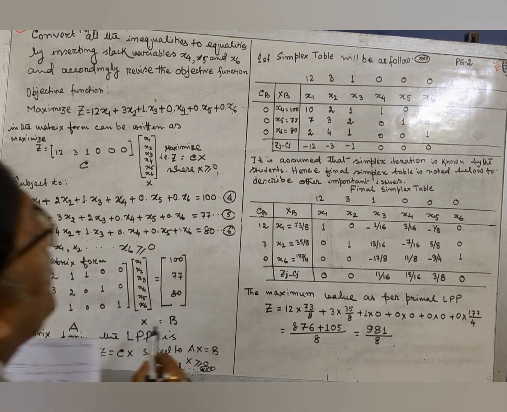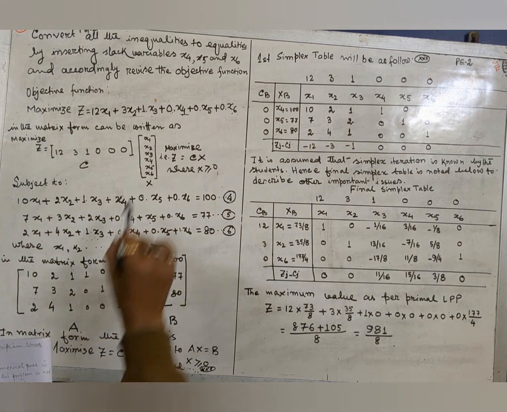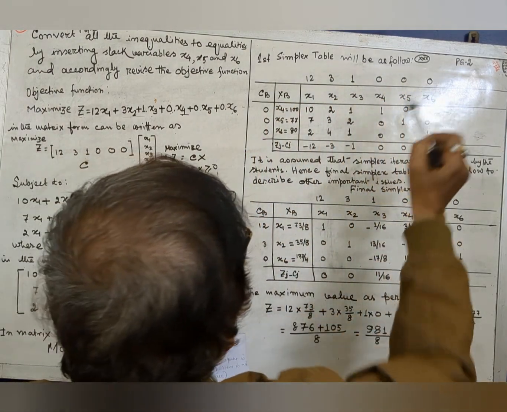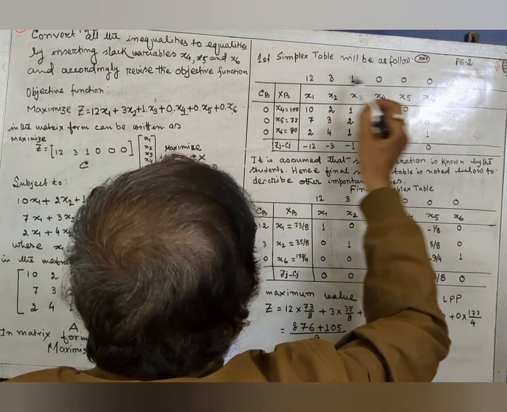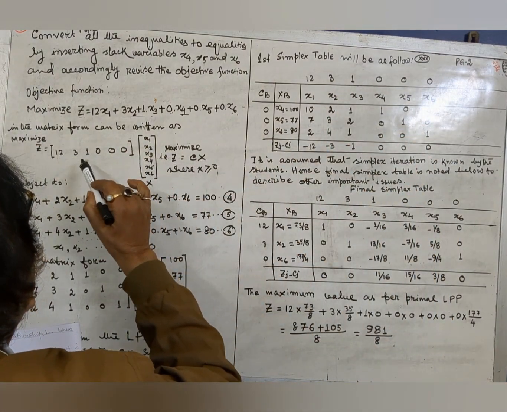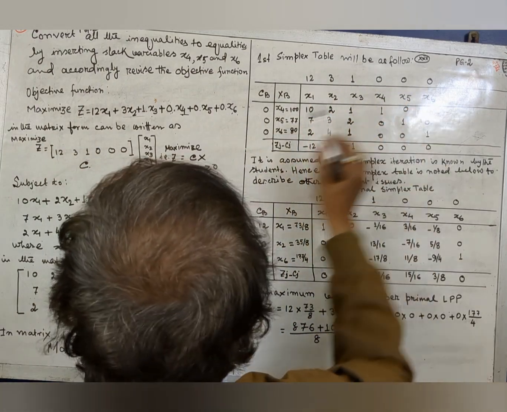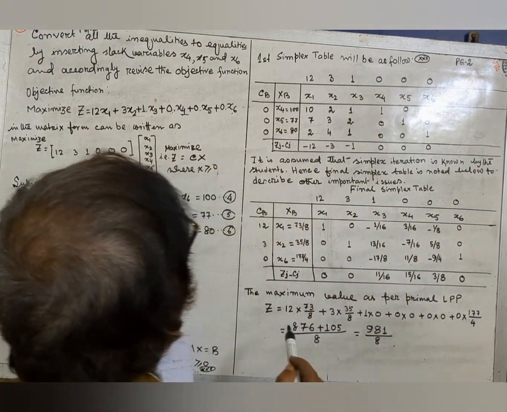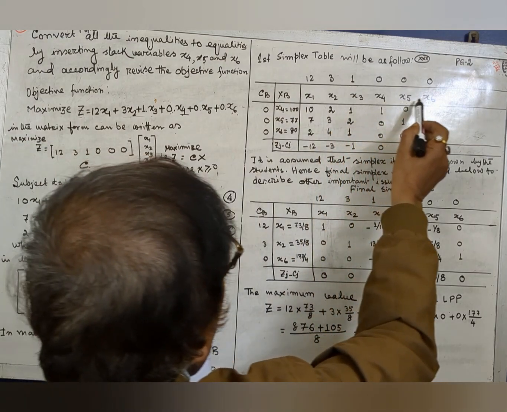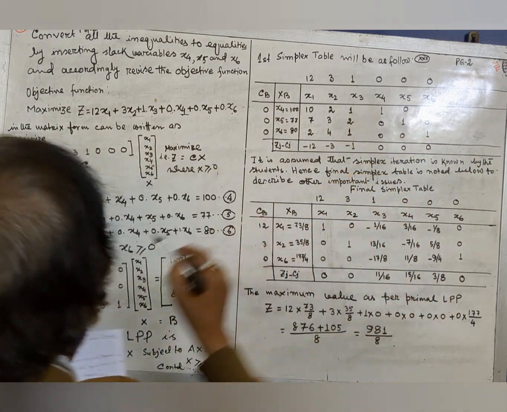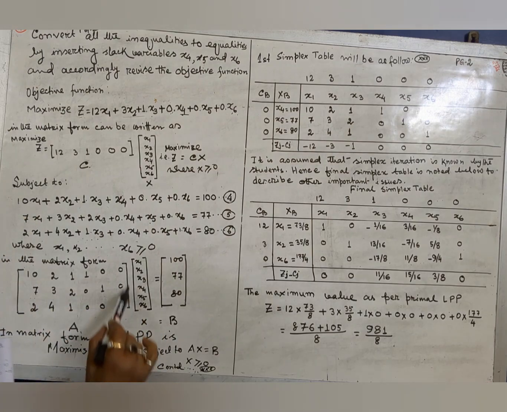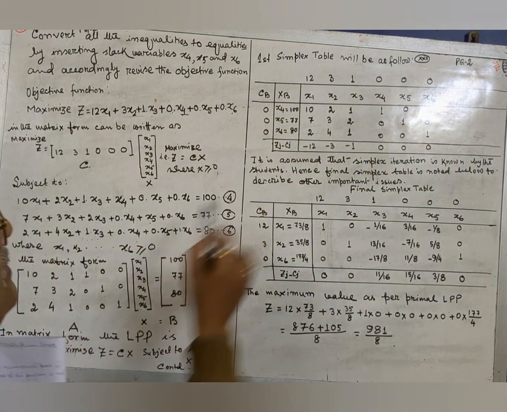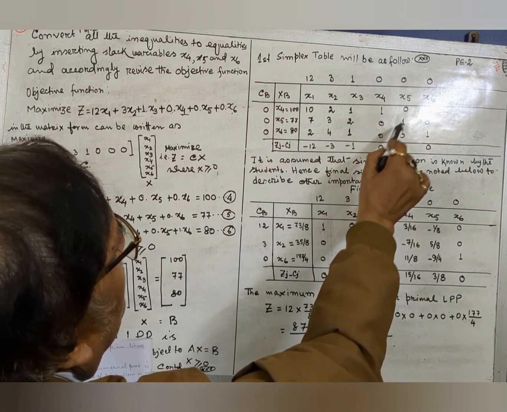If it is a minimization problem, it would be written in a different way, which I will discuss in a separate video. Now, if we transfer this matrix to the simplex table, the first simplex table will be like this. This is nothing but the C matrix, C: 12, 3, 1, 0, 0, 0. It is written at the top of the simplex table. Now x1, x2, x3, x4, x5, x6 are written here, and this matrix, that means A, is written: 10, 7, 2, 2, 3, 4, 1, 2, 1, like this.